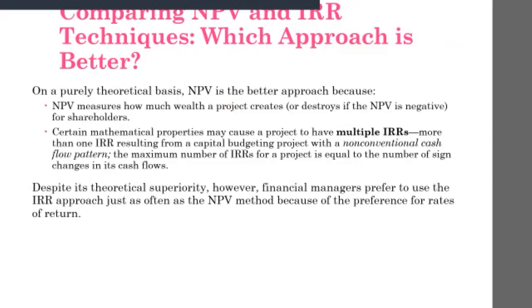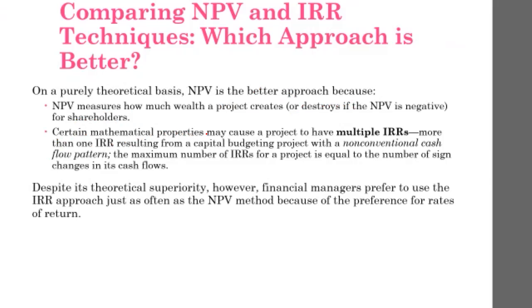On a purely theoretical basis, NPV is the better approach because NPV measures how much wealth a project creates for shareholders or destroys if the NPV is negative. Certain mathematical properties may cause a project to have multiple IRRs, more than one IRR, resulting from a capital budgeting project with non-conventional cash flow patterns. The maximum number of IRRs for the project is equal to the number of sign changes in the cash flow.